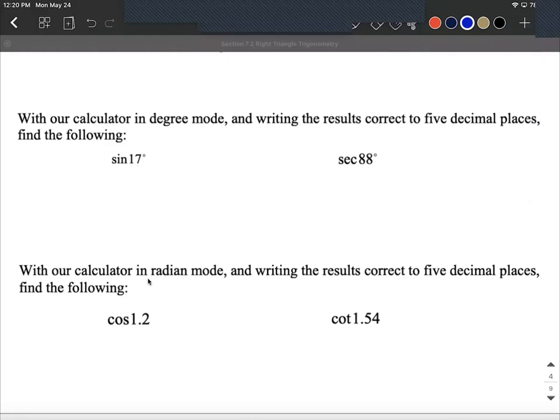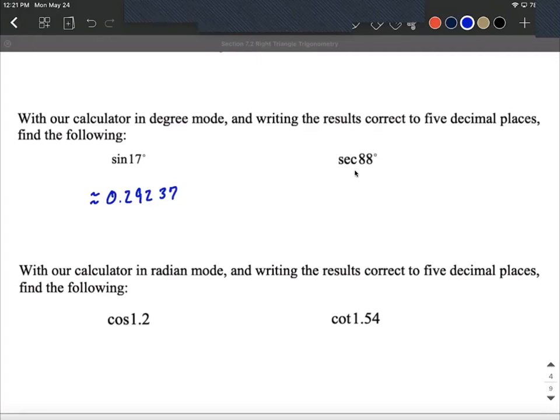You want to make sure that degree mode is highlighted if you're working with degrees, and radian mode is highlighted if you're working in radians. So on some of these, they are not very difficult to figure out how to punch them in. Sine of 17 degrees, making sure you're in degree mode. This is going to be, as we're approximating here, about 0.29237 to 5 decimal places.